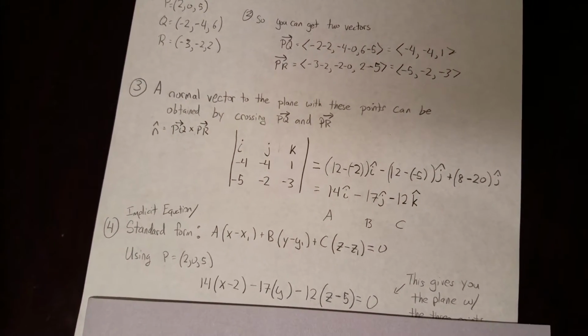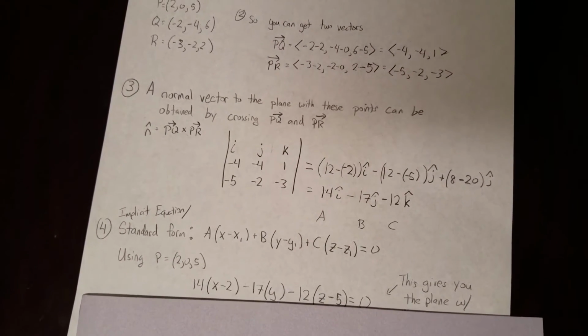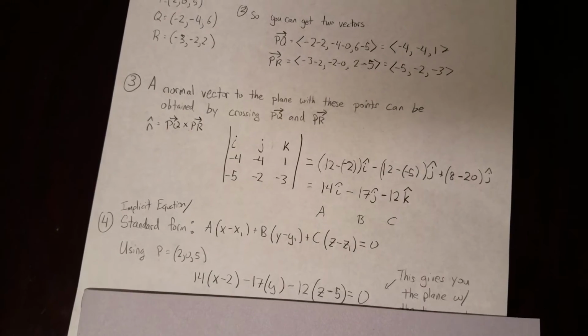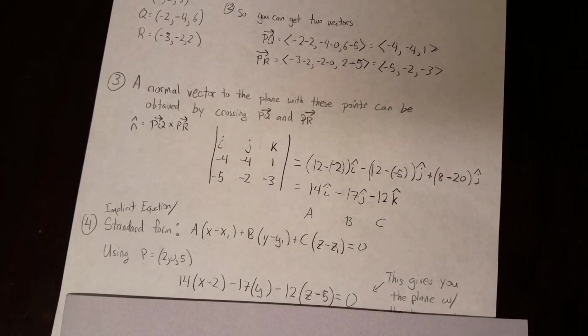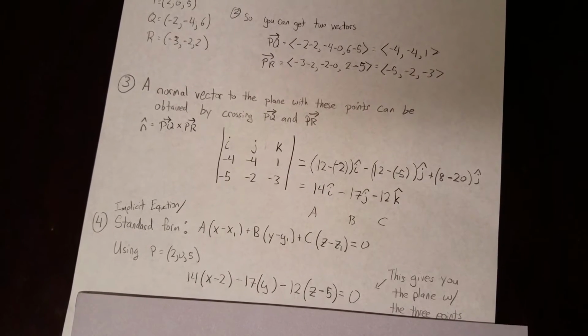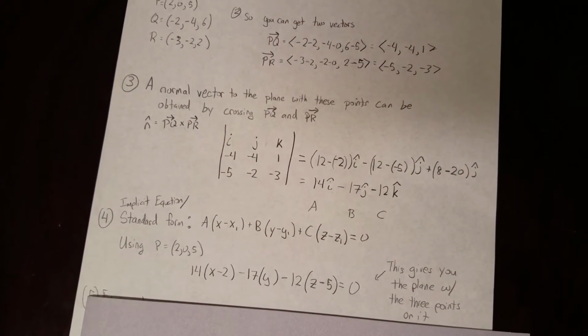Now you have all the components, you just got to plug in. So we have 14(x minus 2) minus 17(y minus 0), which is really just y, minus 12(z minus 5) equals 0. Now this will give you the plane with the 3 points on it.